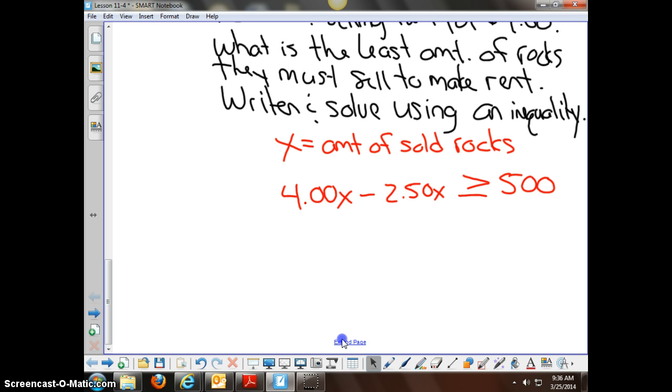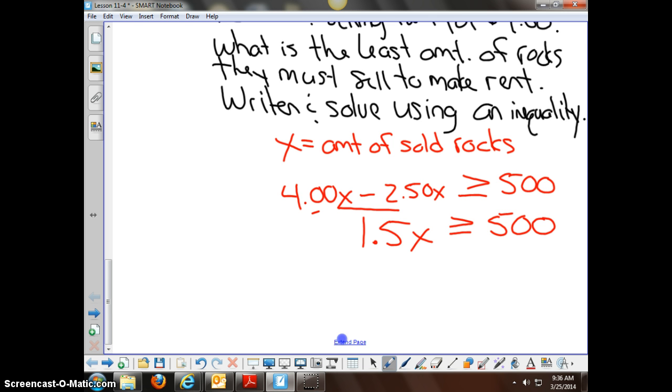Some of you may say, Mr. Pottinger, what about 1.5x? Because when you combine like terms, Amin, what do you get? 1.5x. My thought is the more you can show me, the better. So if you started off with 1.5x, I would love it if you would give me this to start with: 1.5x is greater than or equal to 500 after you combine like terms. What does 1.5x represent, Amin?